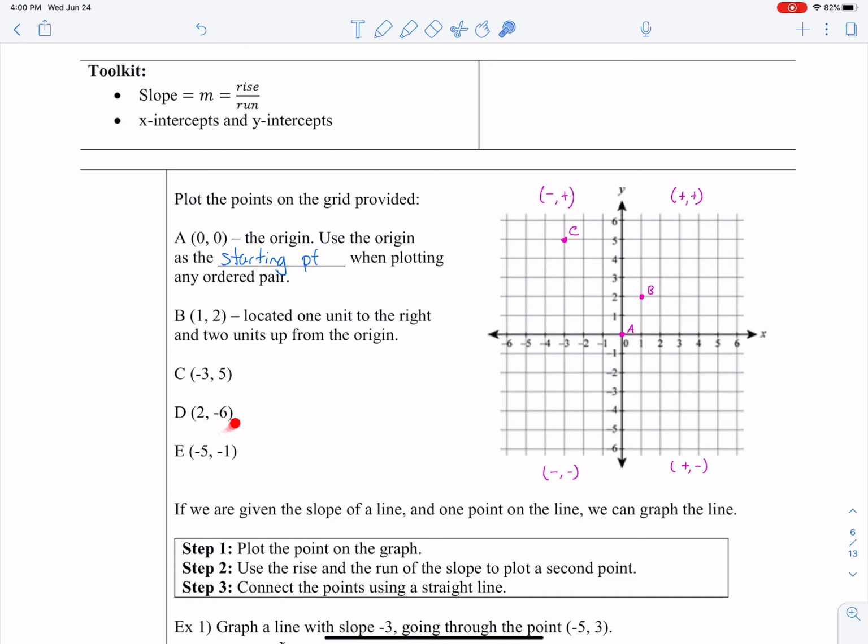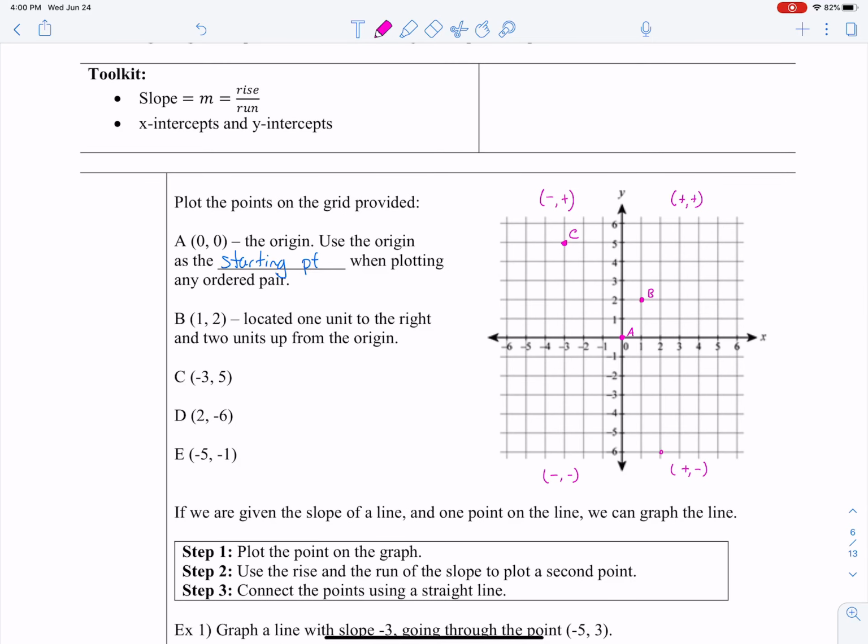Next we have D. So it's positive, negative, it's going to be here. So we're going to go over to 2 and then down to negative 6, so our point will be here. That's D. And then our E is double negative, so this quadrant. So it's over at negative 5, negative 1, so it's going to be right here. Okay, so just a review of plotting points.